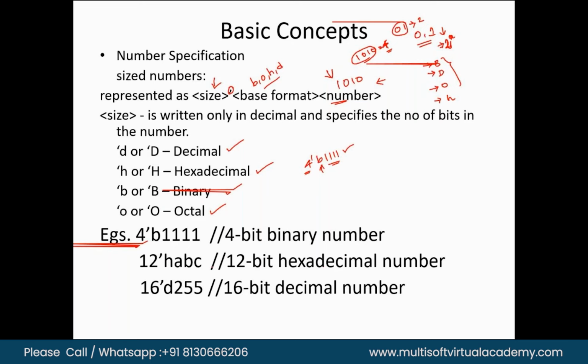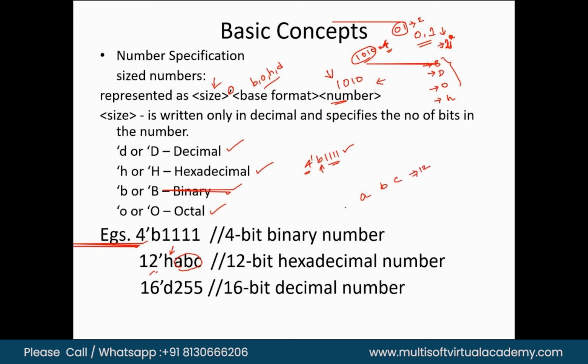Similarly, it is a hexadecimal 12-bit value, 12-bit hexadecimal data. The data is ABC. So when it is ABC, what will be the size of A, B and C? It is 12-bit data, so we are representing it in hexadecimal format.